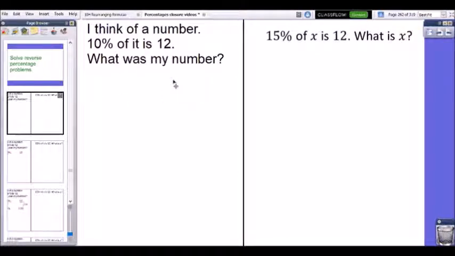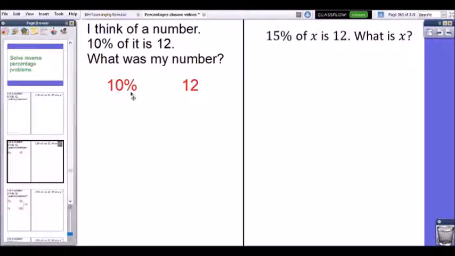We're used to being given the original number, but now we're given 10% of the number and we're basically working backwards. We're trying to find the original number. So a reverse percentage problem is where you need to work out the original number given some calculation. The calculation that they give us tells us that 10% is 12. So what was my number?